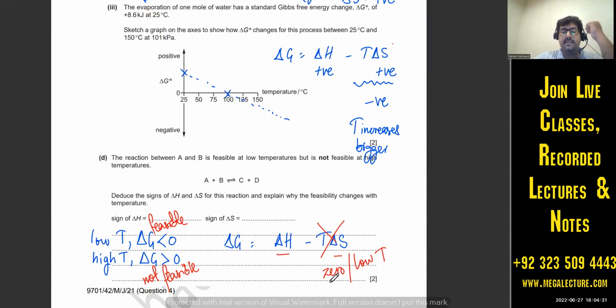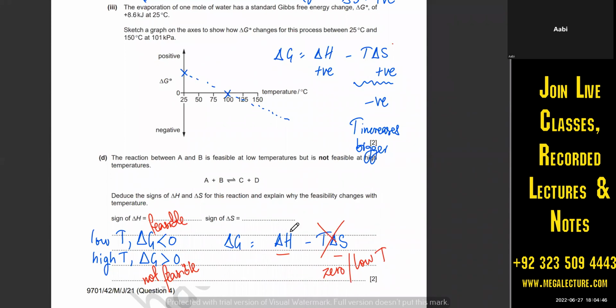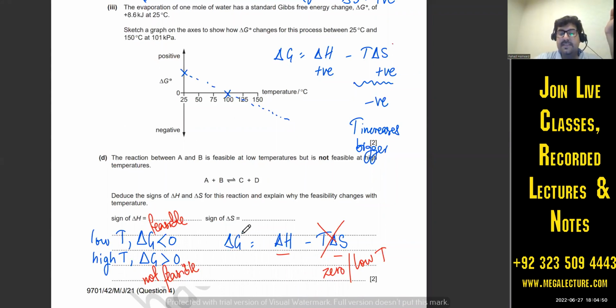Again, let me restate this very clearly: at low temperatures, he's saying that the reaction is feasible. At low temperatures, this term over here disappears. Let's say the temperature is so low, it's 0 kelvins. This term disappears. And he's saying that the reaction is feasible at low temperatures. That means delta G must be negative. The only way it could be negative is that delta H is negative. Do you understand this part?